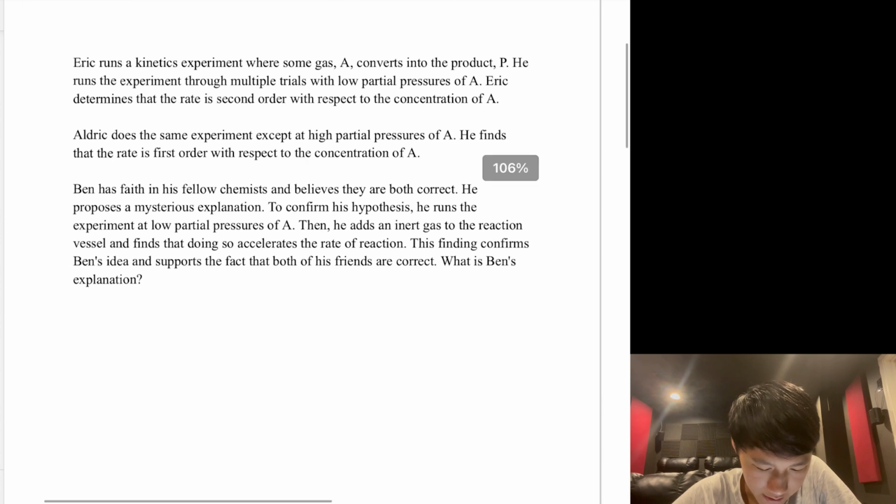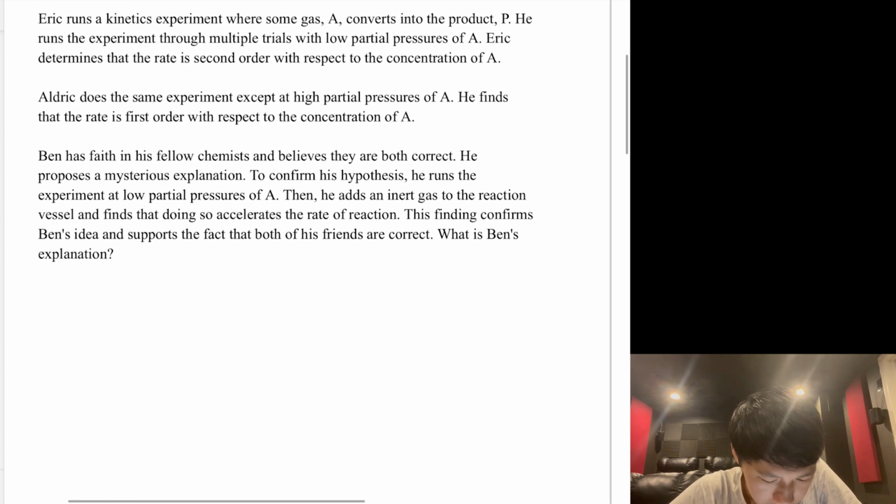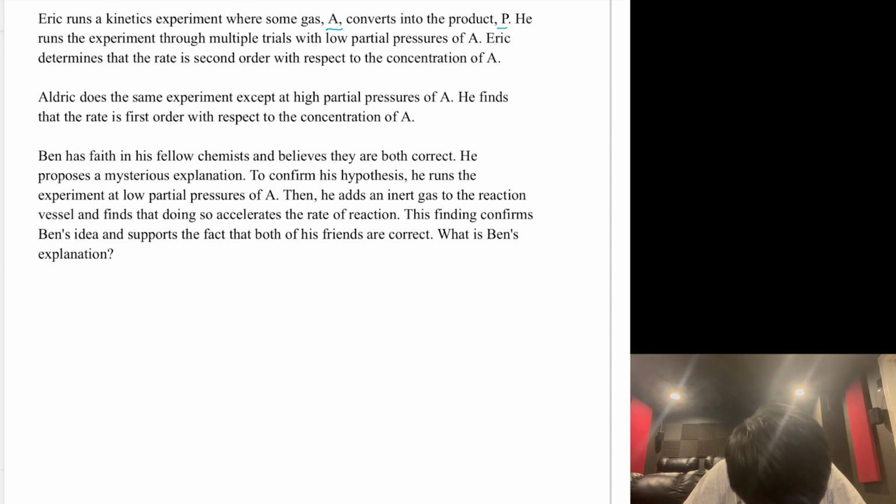So let's get started. Eric runs a kinetics experiment where some gas, A, converts into the product P. He runs the experiment through multiple trials with low partial pressures of A. Eric determines that the rate is second order with respect to the concentration of A. Aldrich does the same experiment except at high partial pressures of A. He finds that the rate is first order with respect to the concentration of A.